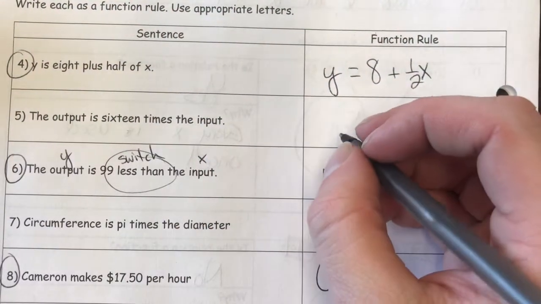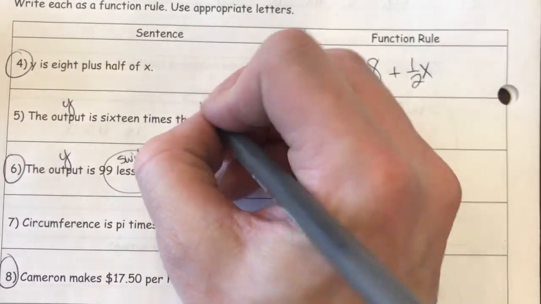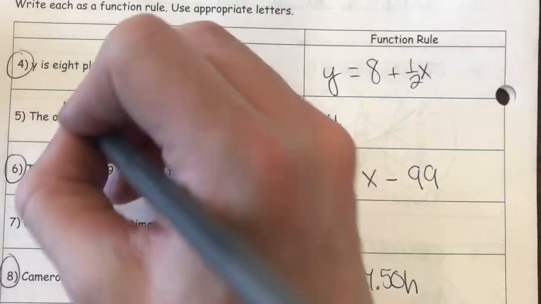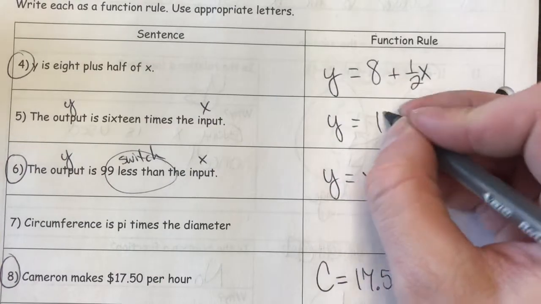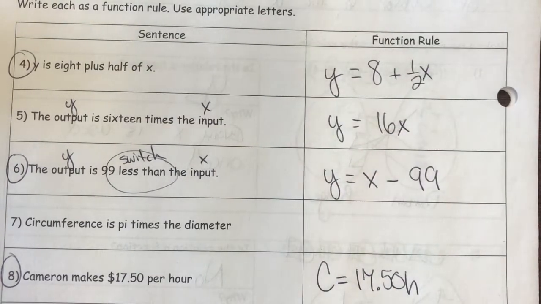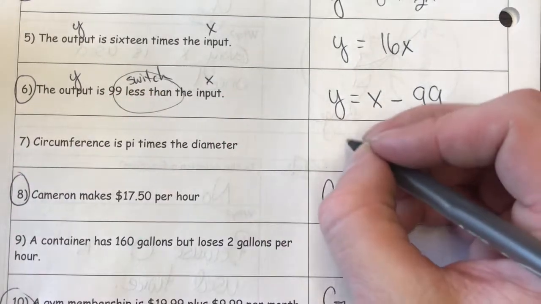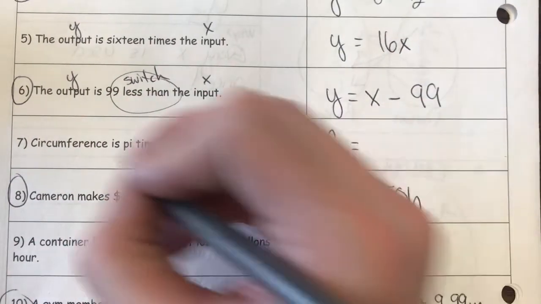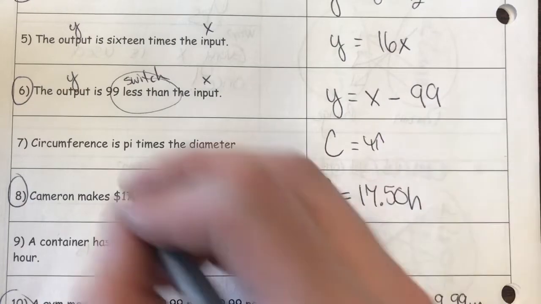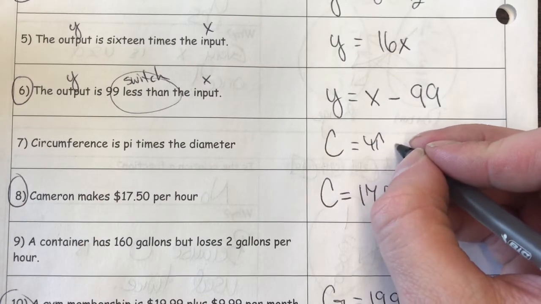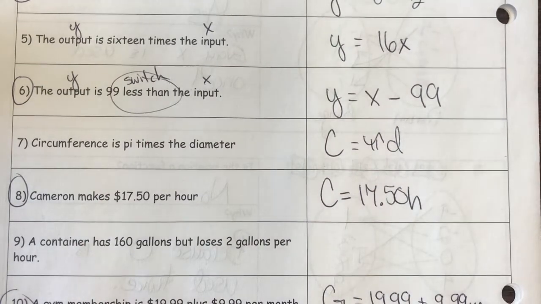Right, the output is 16 times the input. Output is y, input is x. The output y equals 16 times the input x. Dunzo. Circumference, so I'll use c, equals pi, the symbol pi, times, invisible times, the diameter, which is d. So pi d.